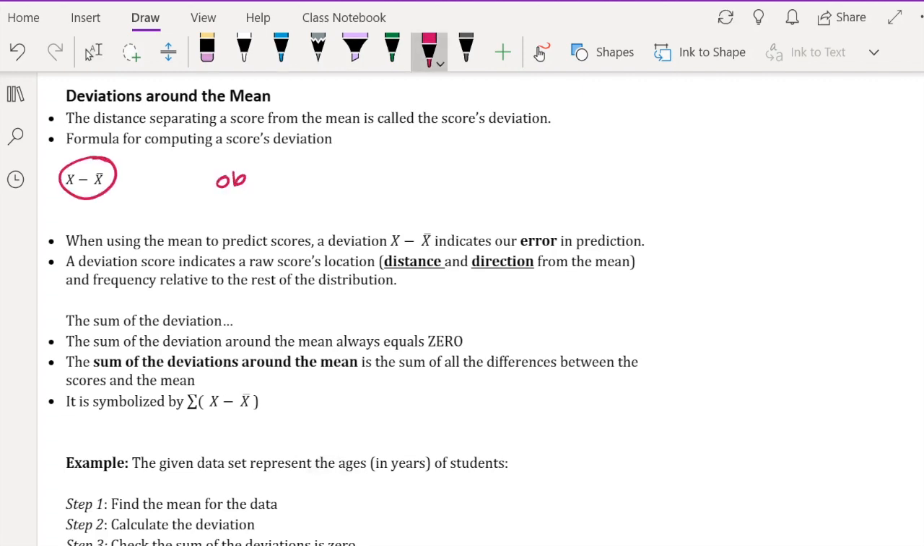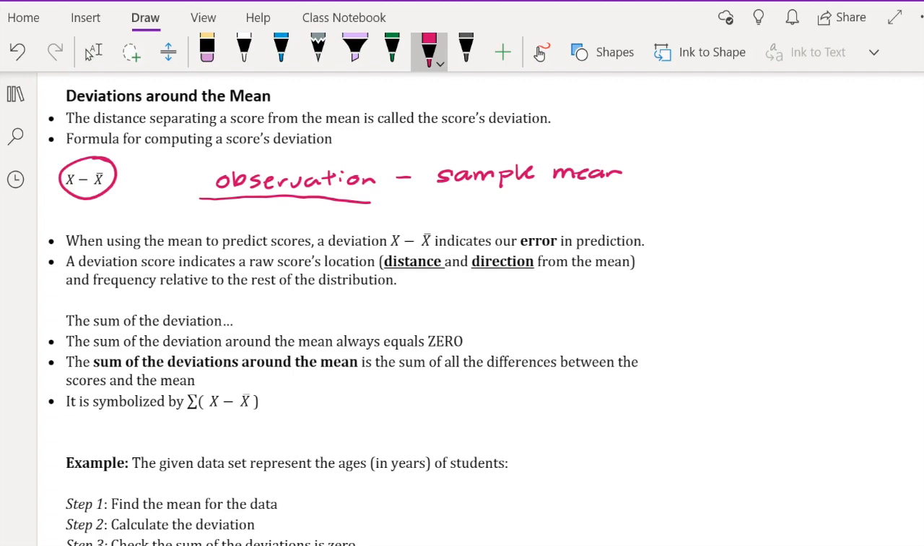So x is the observation minus the sample mean. Remember this x with the little line on top? That's always going to represent the sample mean. Usually deviation is the keyword for error. So every deviation we calculate is going to tell us where the observation is. If it's a positive deviation, it's above that data point, or if negative, it's below that data point. In other words, it gives us the distance and direction from the mean.